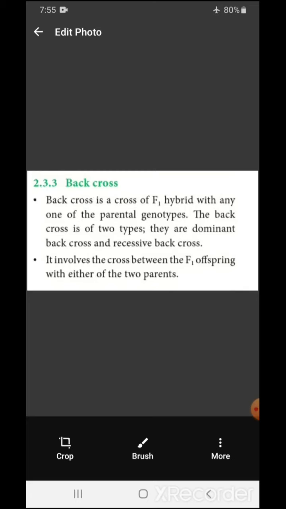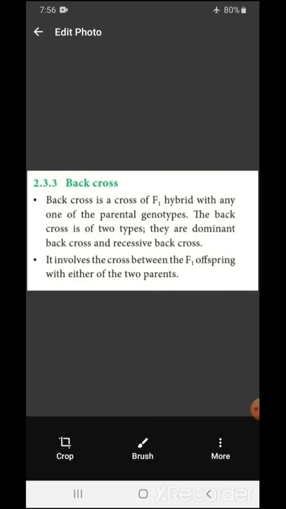What do you know about back cross? Here, a cross of F1 hybrid with any one of the parental genotype, whether capital T or small t. The back cross is of two types. They are dominant back cross and recessive back cross.